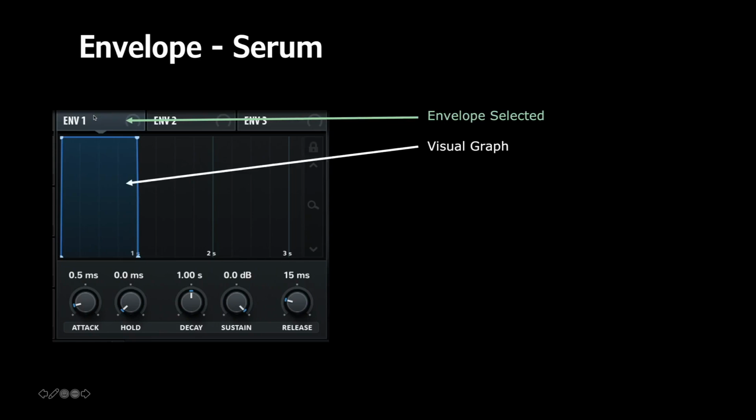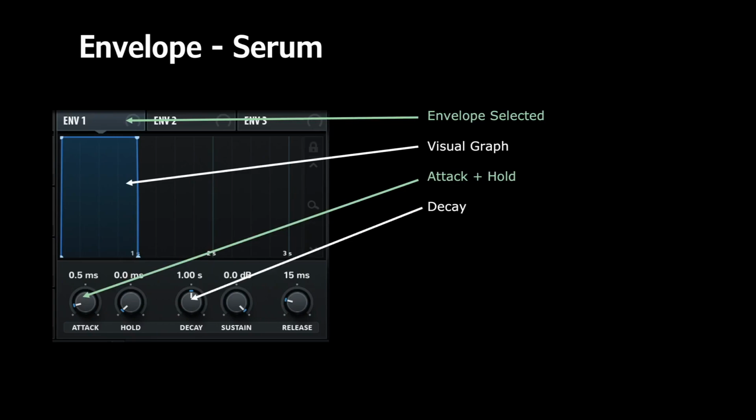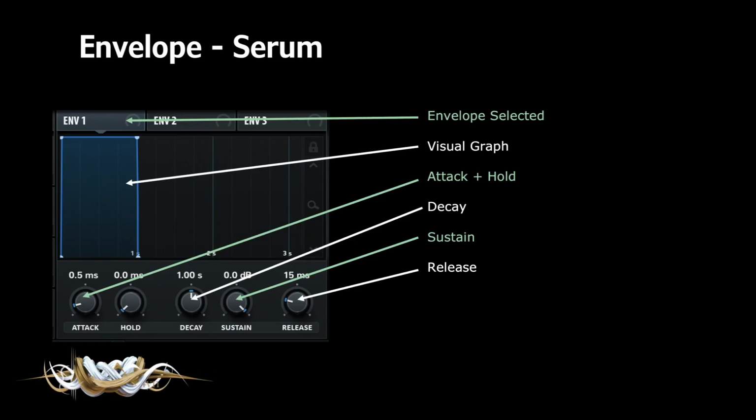Okay, so envelopes in Serum. This blue highlight here shows you which envelope is selected. Here is your visual graph, your attack and your hold. Here is your decay, your sustain, and release. So the hold knob here is simply a measure of how long that peak value of the attack is held before it hits the decay stage.